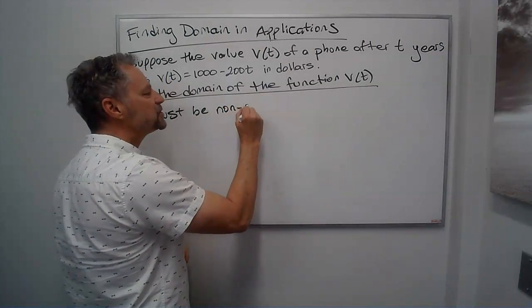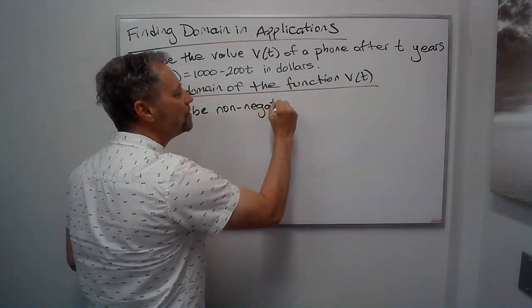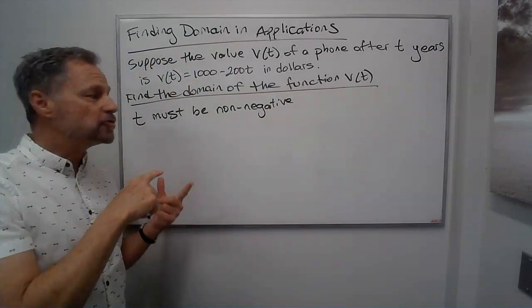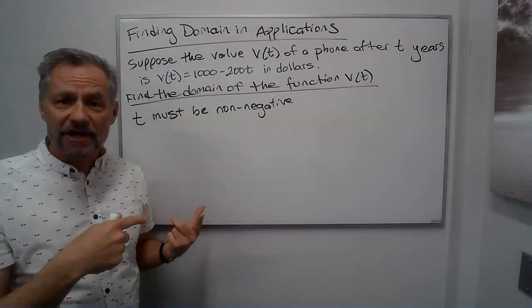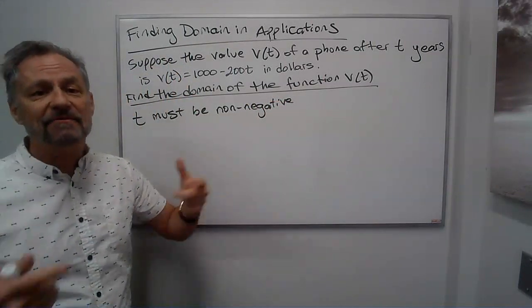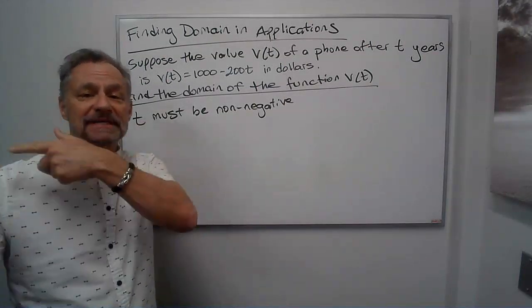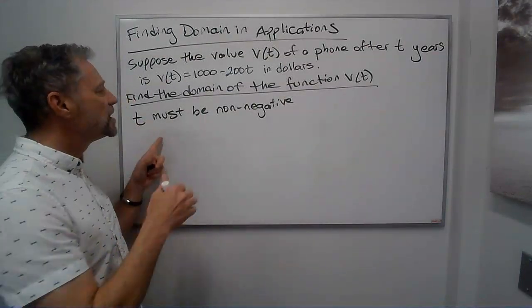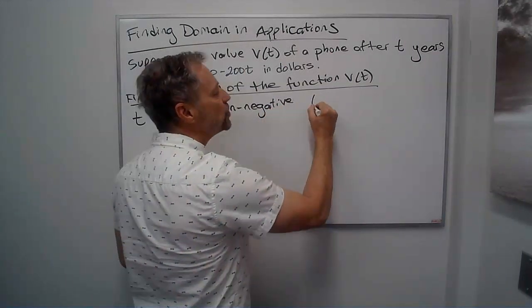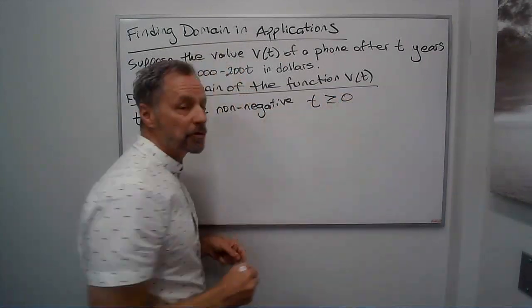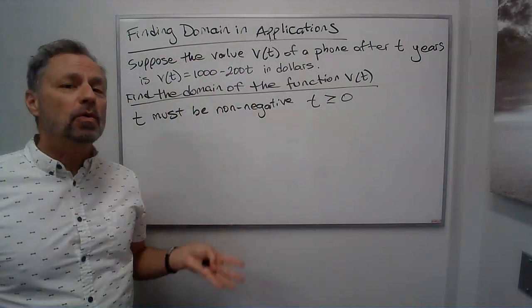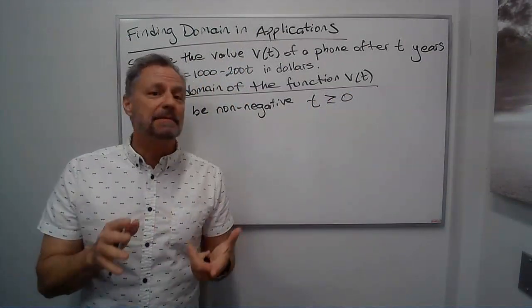What's the difference between positive and non-negative? Well, the 0 can be included, because time can be 0, that's my starting value. But it can't be negative. I can't say, oh, the value of this phone negative 2 years ago. So t must be non-negative, so we know right away t must be greater than or equal to 0. If that was the only consideration, that would be my domain, I'd be done.